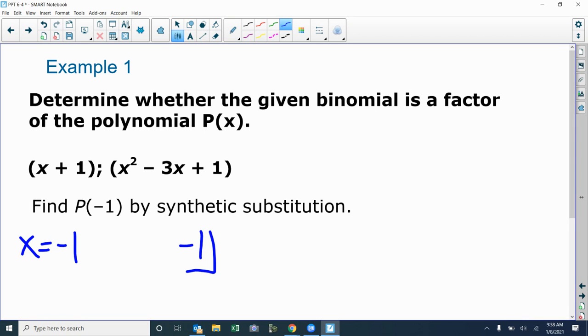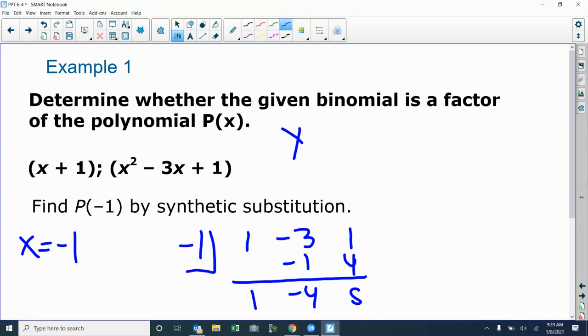So -1 goes in our half box, with coefficients 1, -3, 1. Bring down the 1. 1 times -1 is -1, that gives me -4. -4 times -1 gives me +4, so I have 5. So the answer here is either yes it is, or no it's not. Does that make sense to you? And this one is? No. Why? The remainder is not 0. It's not a factor.